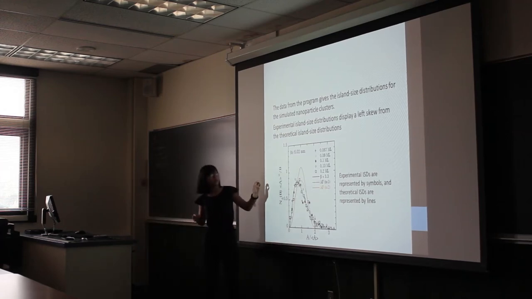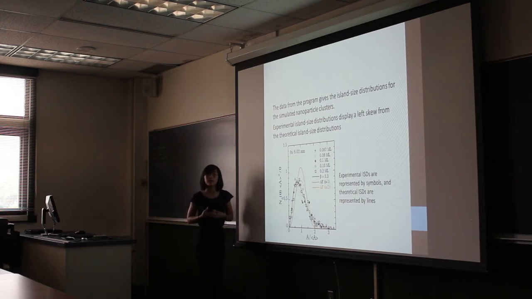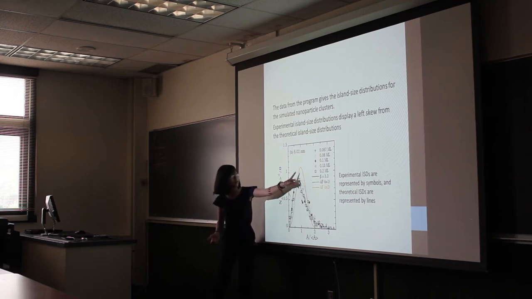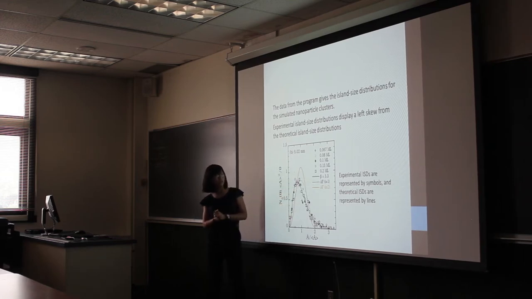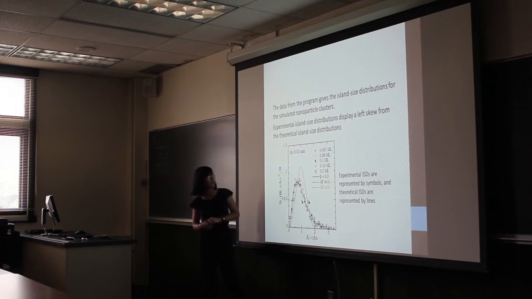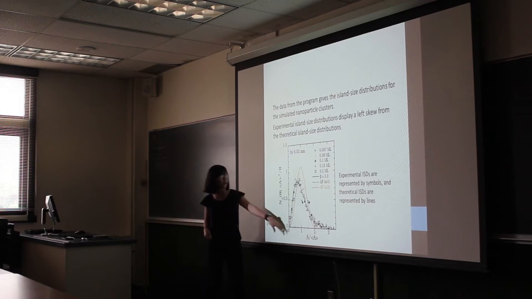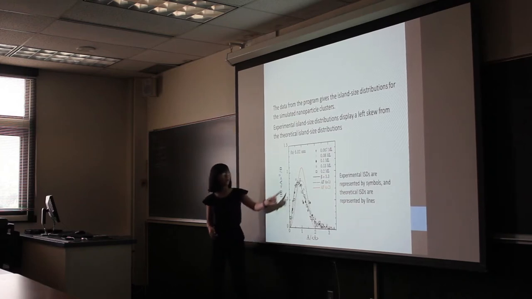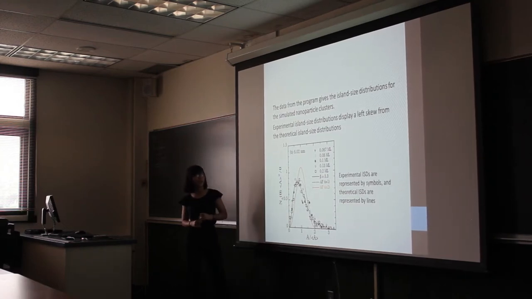The island size distributions of these nanoparticle islands experimentally don't match up with what the theory says. This graph shows, in red and in this dotted line, what theory says the island size distribution would look like. It's a normal curve, plotting the number of islands against the area, centered at 1. Experimentally, these symbols represent the island size distributions, and they're shifted to the left, and no one's really sure why.